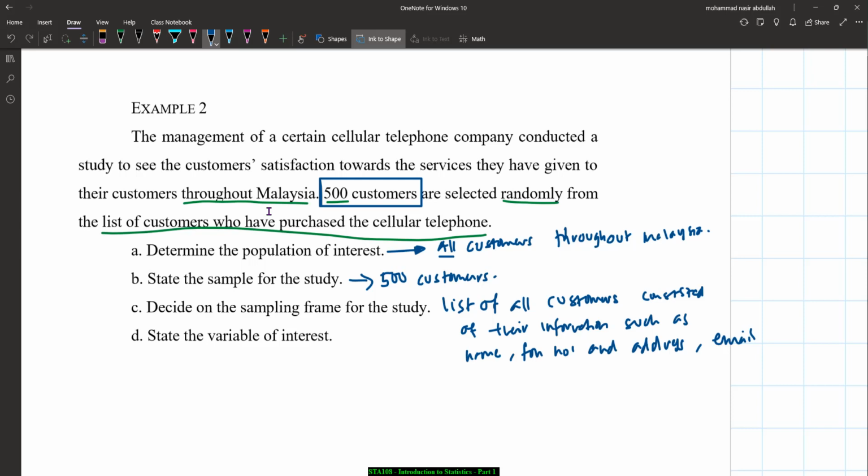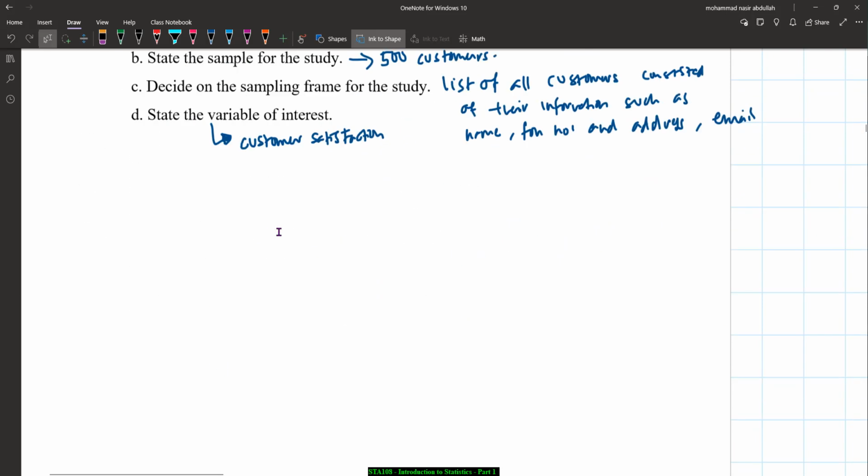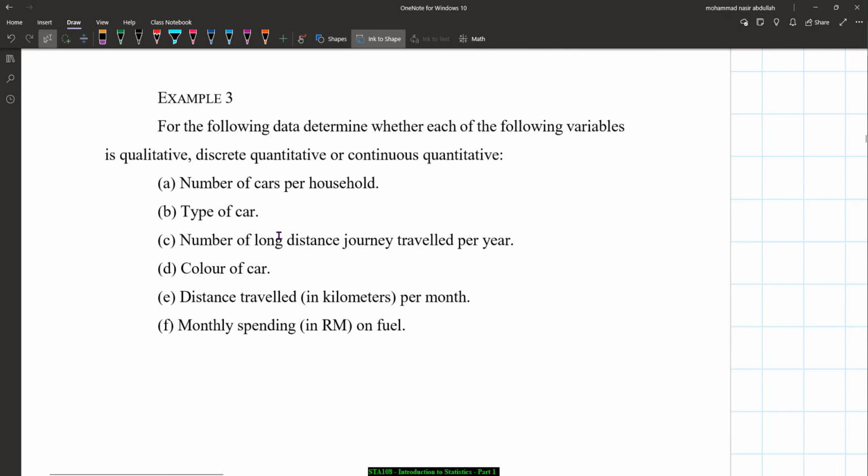Alright, last question. State the variable of interest. So what is a variable of interest? Apa dia nak kaji ni sebenarnya? Yes, customer satisfaction. Alright, itu sahaja. Okay. So customer satisfaction ni dia boleh letak dalam bentuk very satisfied, satisfied, dissatisfied, very dissatisfied. So dalam bentuk Likert scale lah. So ordinal scale.